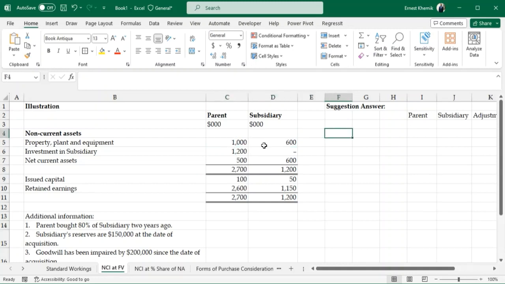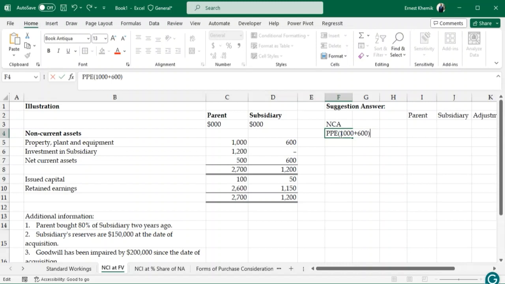So we'll have our NCA here, that is the non-current assets. The first one is PPE, that is the property, plant and equipment. Now if you are writing manually, if you are not using Excel as I'm using, what you do is that you bring a bracket and then you write the value for the parent and then you add the value for the subsidiary.